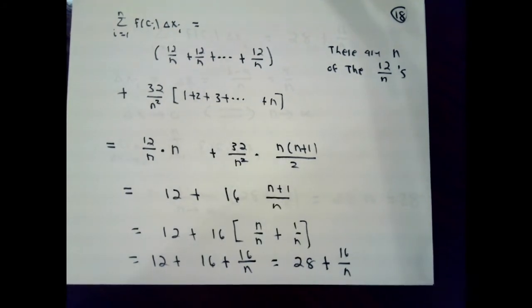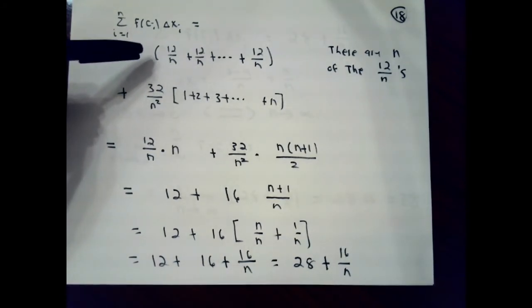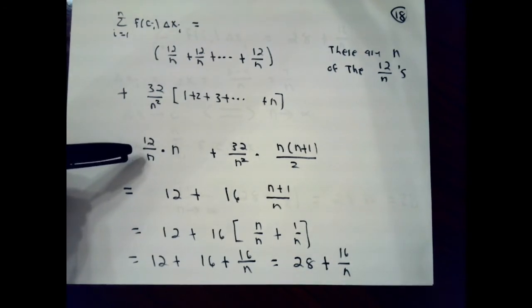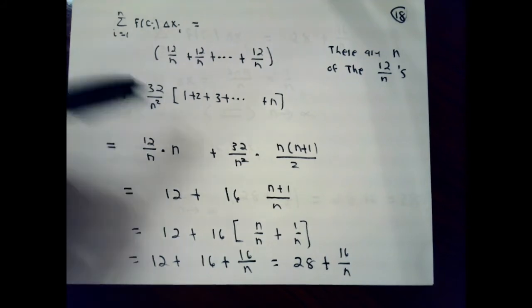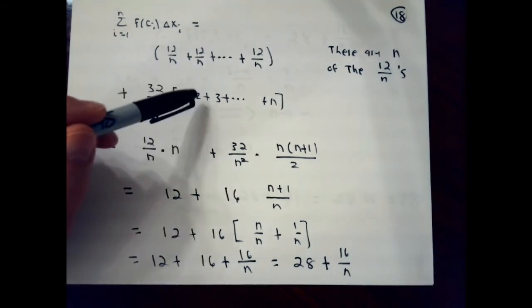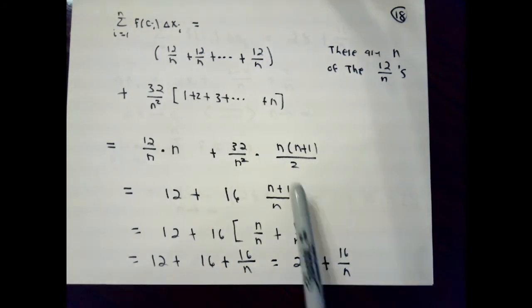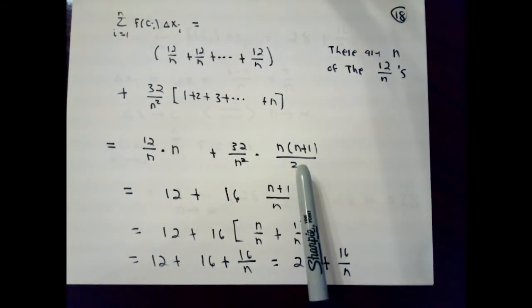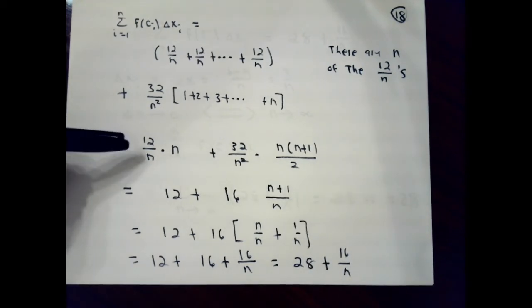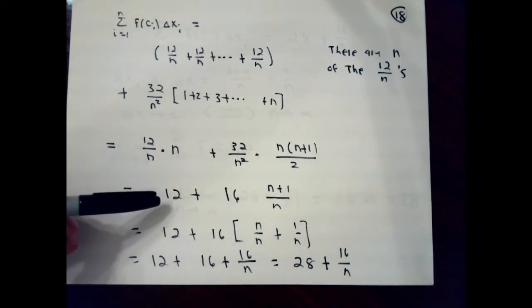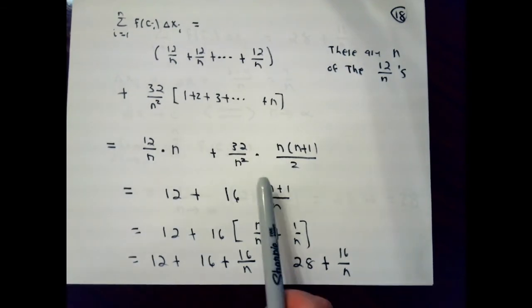And now you can see why we wanted to remember that sum formula, because I'm going to need it right here. I'm adding n copies of 12 over n together. That gives me 12 over n times n. 32 over n squared, and 1 plus 2 plus 3 out to n is n times n plus 1 over 2. In the first term, the n cancels out, leaving me with a 12. Here, I can cancel a factor of 2 out. I'll have a 16 remaining upstairs.